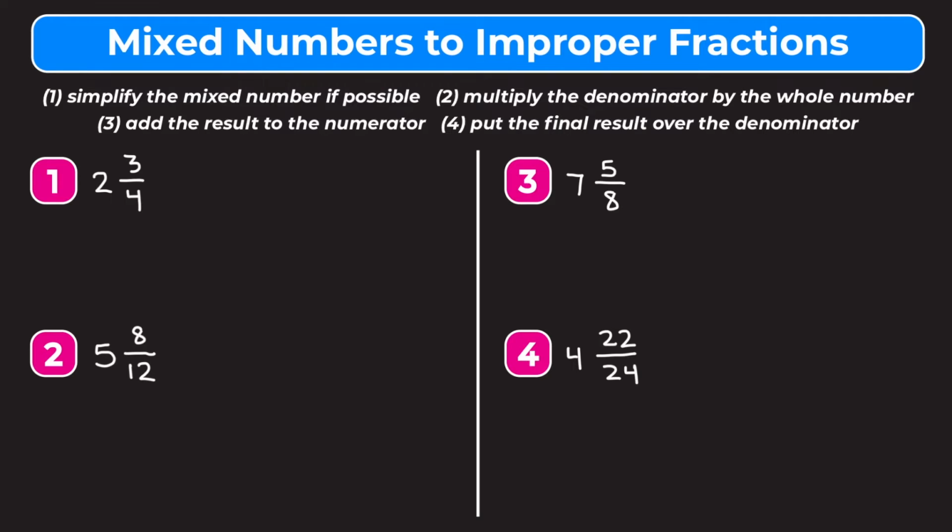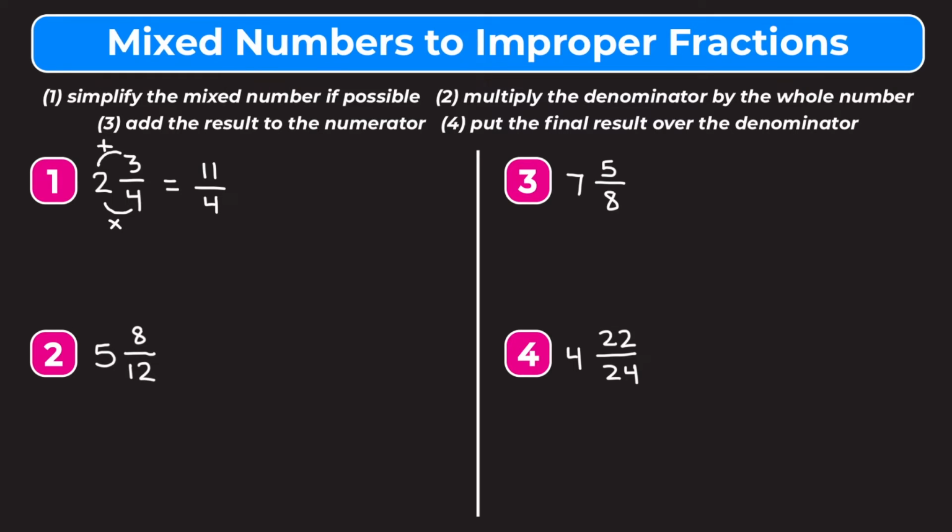So let's jump into example 1, which is 2 3/4. We can't simplify 3/4, so we're going to go to step 2, which is multiply the denominator by the whole number. So we're going to multiply 4 by 2, which is 8. And then we want to add the result to our numerator. So 8 plus our numerator of 3 gives us 11. And we want to put that over our original denominator of 4. So we get that 2 3/4 is equal to 11/4.